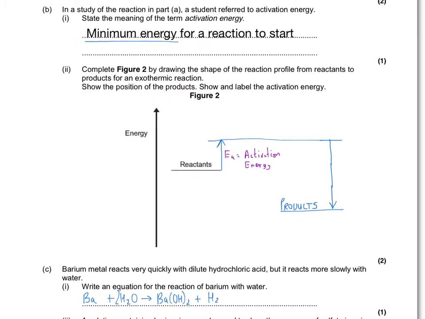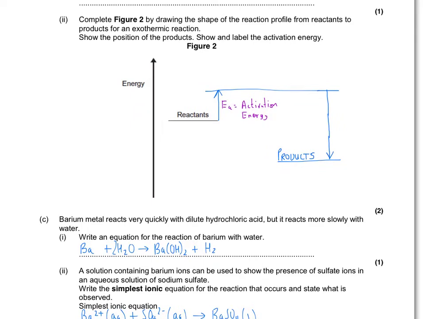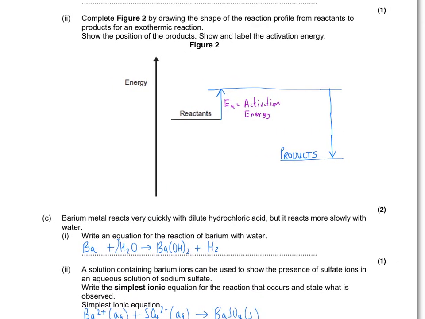The next question we're asked about the reaction profile diagram for an exothermic reaction. Well, in an exothermic reaction, the reactant's position is above the products. So this is the activation energy. That's the bonds being broken. This is the bonds being made. And not required, that there is the delta H. 1 mark for activation energy, 1 mark for the products.